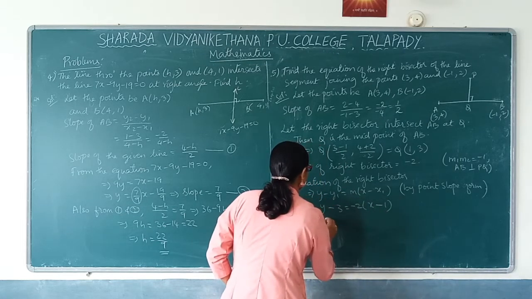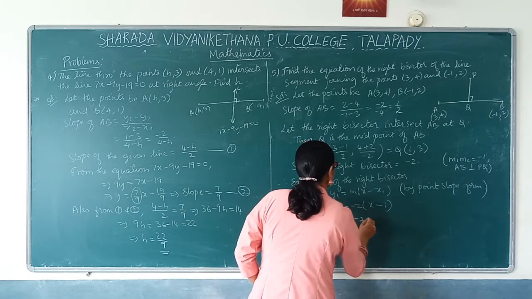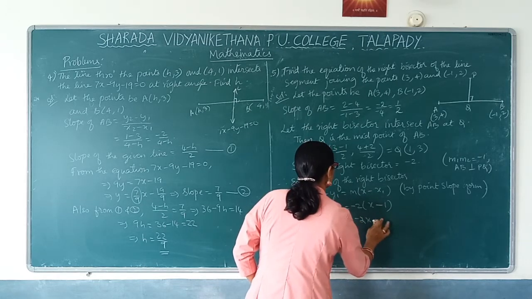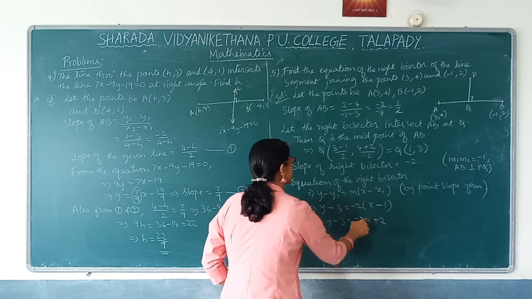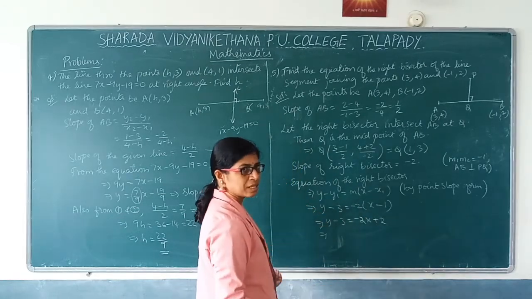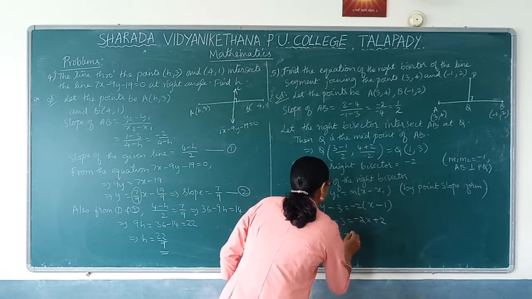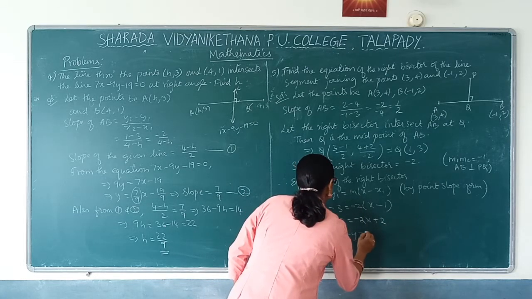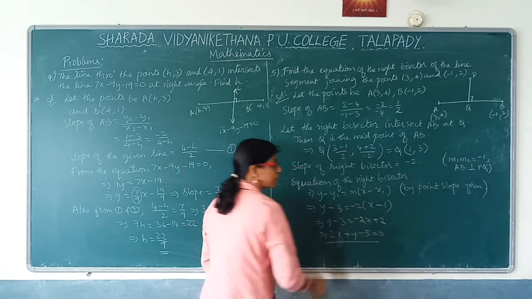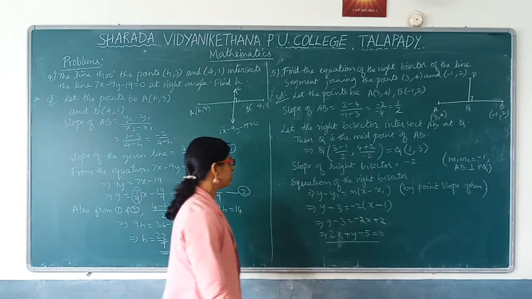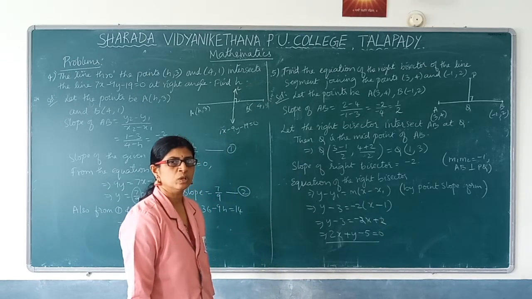Or you simplify, y minus 3 is equal to minus 2x plus 2 into 1, that is 2. So you bring this side, because the x term is negative, always you transfer to the other side whenever x is negative. So we get it as 2x plus y minus 5 is equal to 0. So this is the equation of the required right bisector. 2x plus y minus 5 is equal to 0.